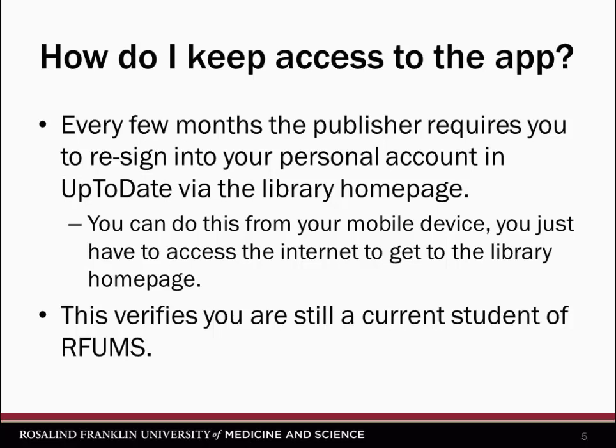Rosalind Franklin University of Medicine and Science provides current students, faculty, and staff with access to UpToDate through a subscription that we purchase. So UpToDate just wants to make sure you're still a current student and therefore have access to our resources. Okay, so that's why you need to re-verify. Usually you will get an email that says you need to re-verify your access to UpToDate. All that means is that you're just going to have to go to the library homepage and sign in at the appropriate place, which I'm going to show you how to do now.